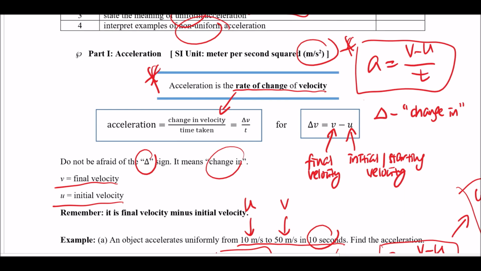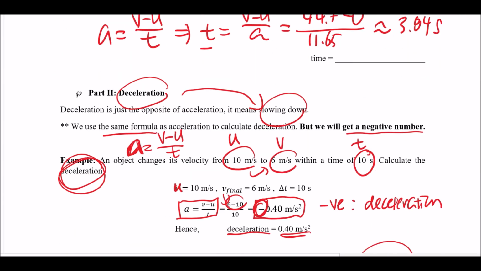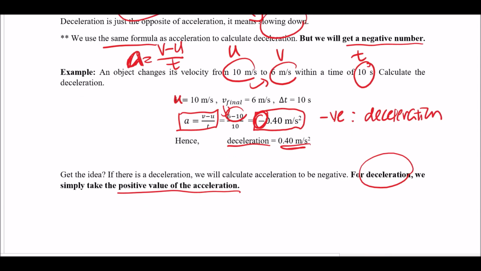Finally, we discuss acceleration, which is like speeding up. It's change in speed over time taken, where change in speed is final minus initial. Final minus starting speed. So lastly, deceleration is the opposite of acceleration. You will use the same formula, just that if it's a decelerated motion, you will get a negative value. So if you are asked for the deceleration, we simply quote the positive value of it.